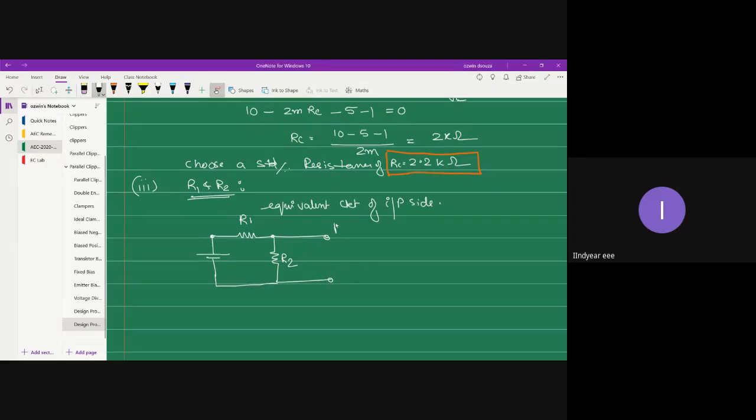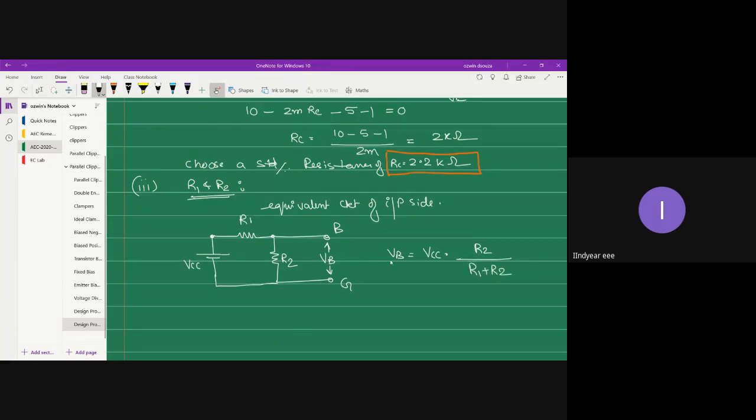And this is your base and this is your ground. And base to ground, let's define it as VB. This is VCC. So VB, we can write it as main voltage into the resistance across which VB is measured, divided by the sum of resistances.